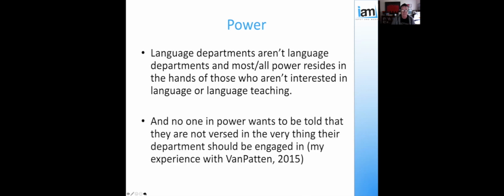So language departments aren't language departments in reality. There's something else. And most, if not all of the power in language departments, and by power, I mean decision-making as well as monetary/budget, resides in the hands of those who aren't interested in language or language teaching. And the problem for people like me is that none of those people in power want to be told that they are not versed in the very thing their department should be engaged in.